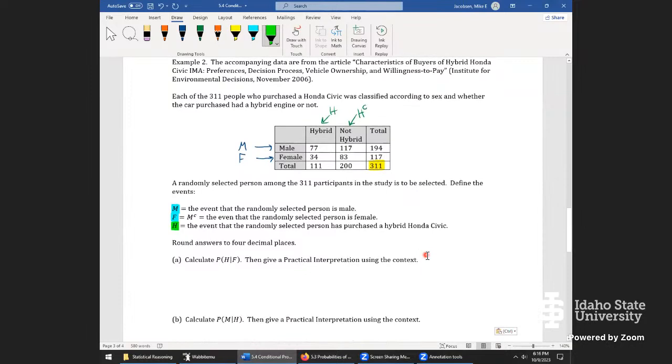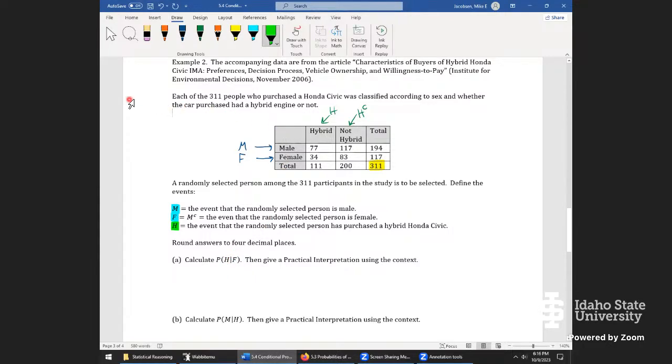Okay, so example 2, we'll practice calculating a couple conditional probabilities. And the focus this time is also giving an interpretation based off the context. This time we don't necessarily know what we're calculating. If it runs like this, we have to think about it and write it out. So it says calculate the probability of H given F.